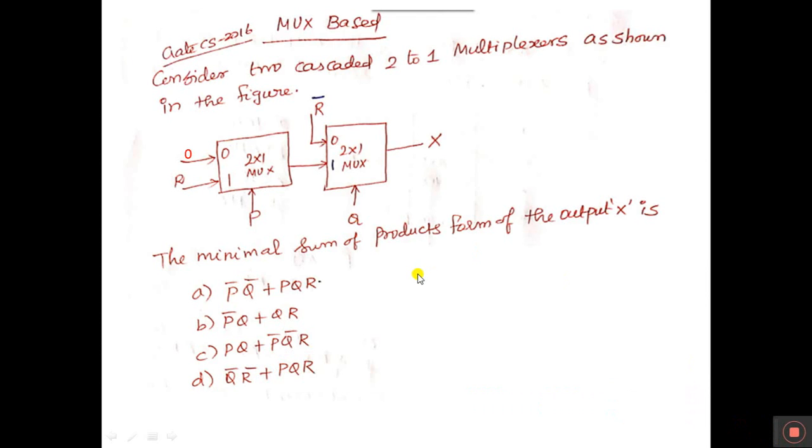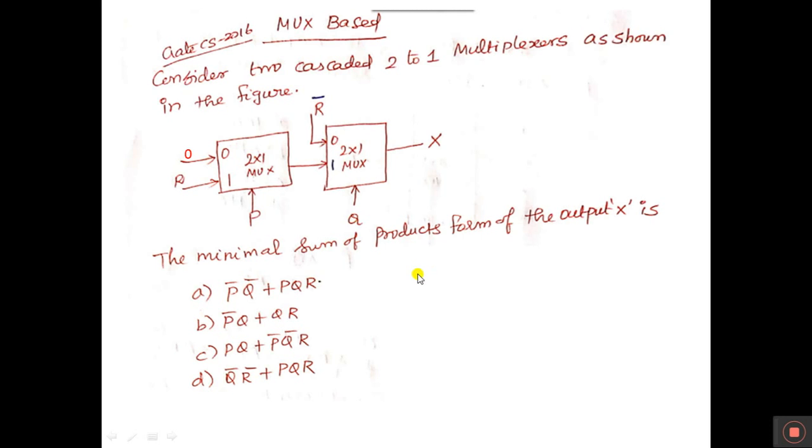Okay, let us start our discussion. This question is based on multiplexer. The question asked in computer science, GATE 2016. The question is, consider two cascaded 2x1 multiplexers as shown in figure. Structure is given in the figure.